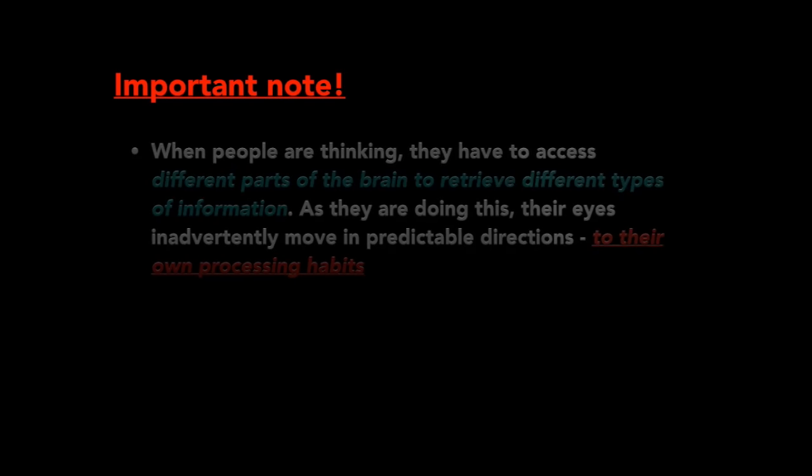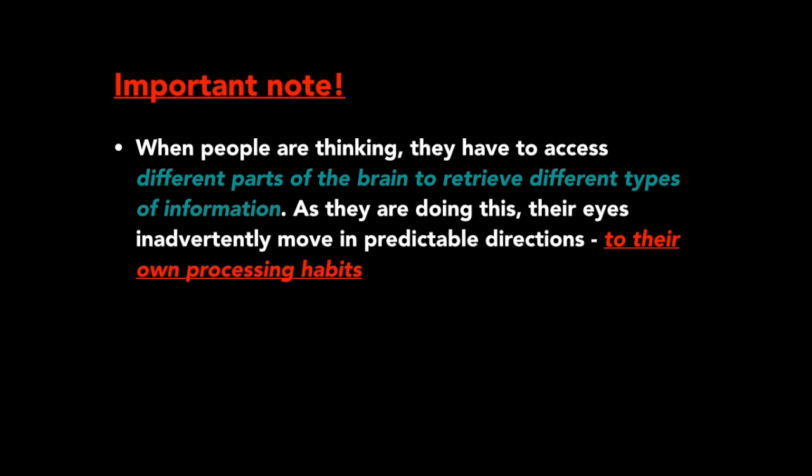Again, the important note is when people are thinking, they have access to different parts of the brain, and to retrieve those different parts of information they have to move their eyes inadvertently toward the parts of the brain that they are trying to access when thinking. So the most important factor here is their own processing habits.